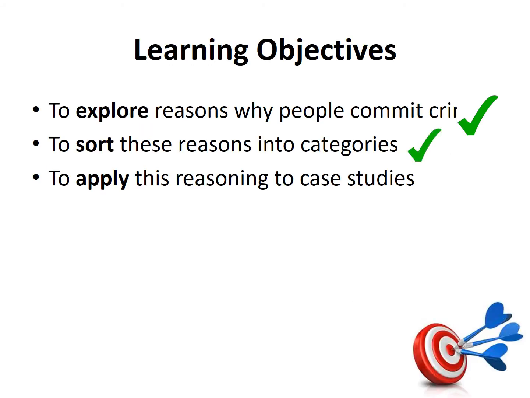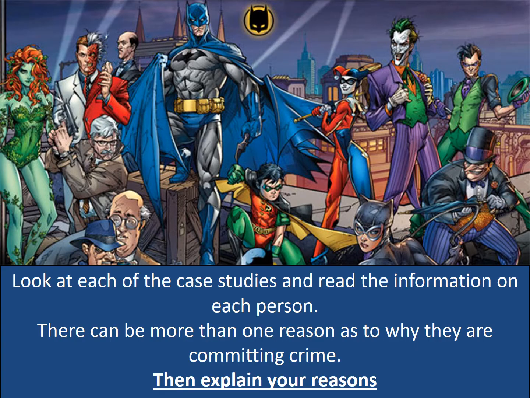Okay, so our second aim today was to sort these reasons into categories, so we should have now done that through that activity there. So what we're going to do next is to apply this reasoning to case studies. Now what we're going to do is look at each of the case studies and read the information on each person. Now there can be more than one reason as to why people commit a crime. What you're looking to do is to note down the reasons from each case study.